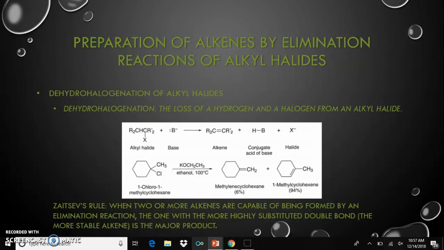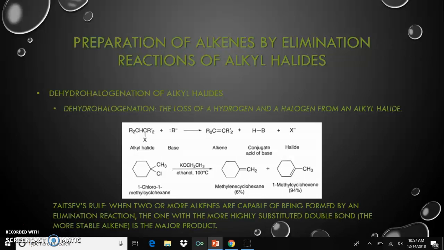Preparation of alkenes by elimination reactions of alkyl halides. An example of this type of reaction is the dehydrohalogenation of alkyl halides. Strong bases cause a proton and a halide to be lost from adjacent carbons of an alkyl halide to yield an alkene.